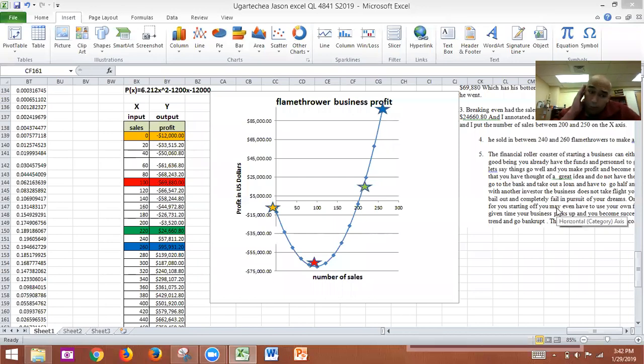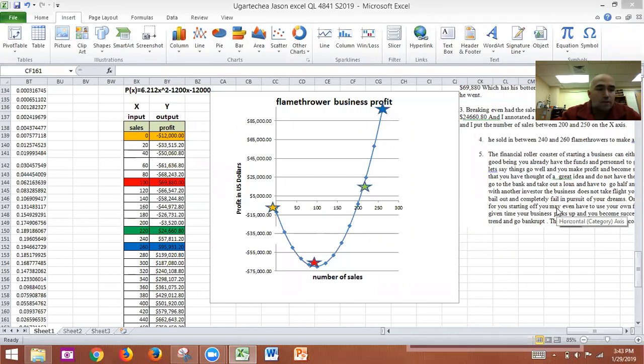The financial roller coaster of starting a business can either start off good or bad. Good, you already having the funds and personnel to get the business started, and let's say things go well and you make a profit and become successful. The bad could be that you have thought of an idea and did not have the funds to get it started. You could go to the bank, take out a loan, or go half and half, splitting a business with another investor. The business doesn't take flight.